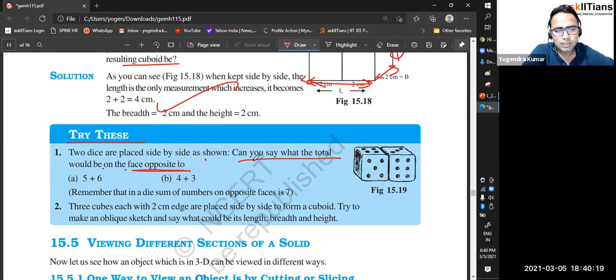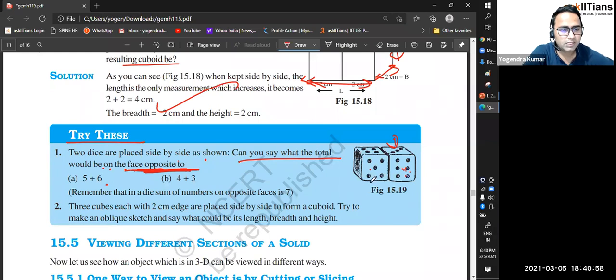So now can you say what would be the total on the face opposite to 5 plus 6? Opposite to 5 plus 6. So I believe you know that. Okay, right behind 6, what will be the face? It will be 1. And right behind 5, what will be the face? Are you getting it? Okay, so this is 1 here, so 6 will be here. 4 is there here.